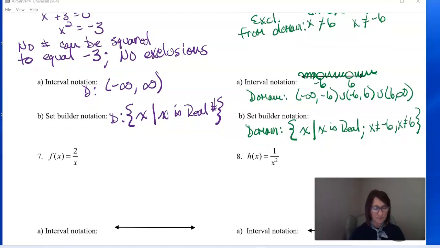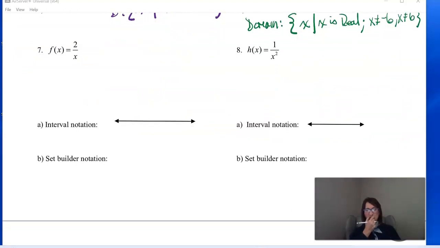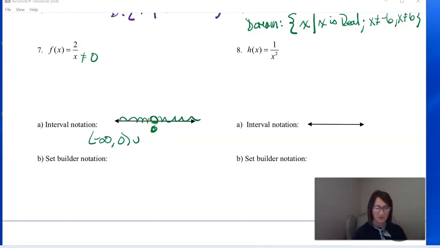Okay, let's do just one more, okay? So for 7, clearly x cannot be equal to 0. All right. And so our interval, we've got right there, an open circle right at 0. And so it would be negative infinity to 0, union 0 to positive infinity. Let's go over to 8.